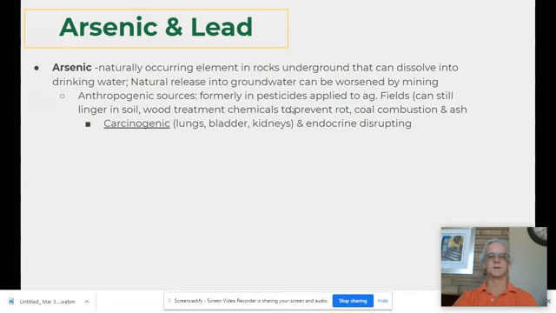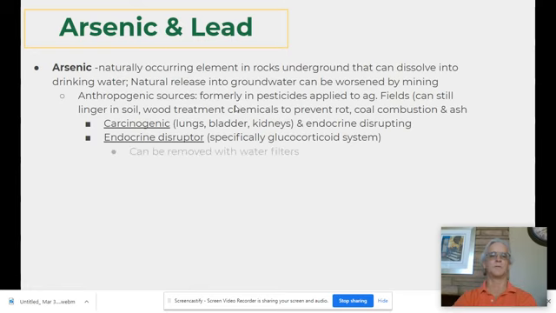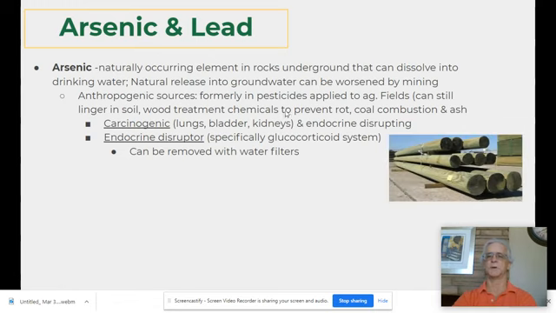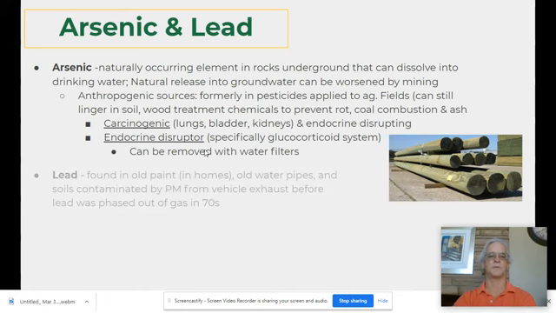It's a carcinogen. It gets into the lungs, bladder, and kidneys. It's an endocrine disruptor, specifically of the glucocorticoid system. It can be removed by water filters. This is what happens to the wood. It gets into the wood and stays in there, so if you burn it, or after a while when it's raining on these telephone poles, it may leach out.